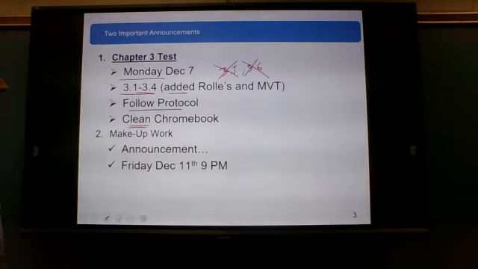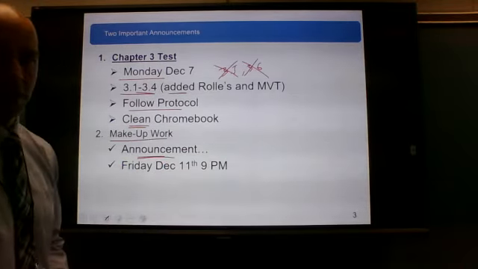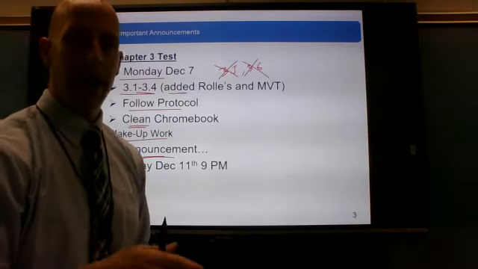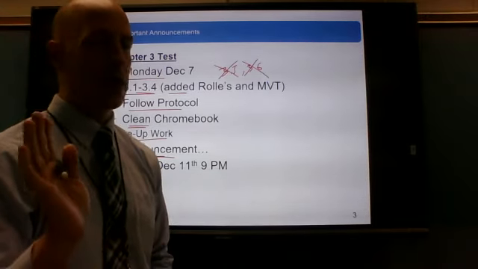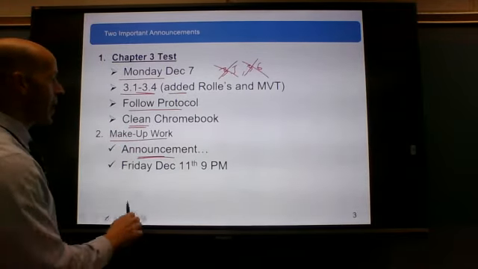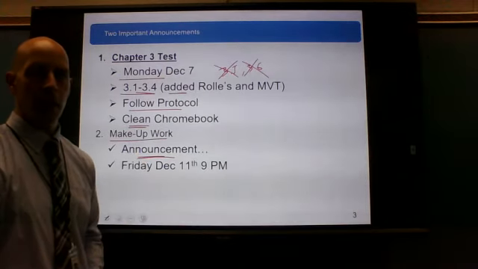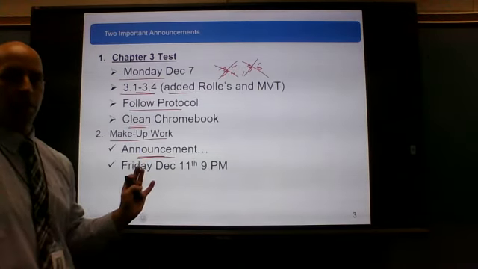The second announcement is actually an announcement in Canvas. So if you have already read my Canvas announcement that I posted, then you can disregard what I'm saying because you already know what I'm going to say. And by the way, if all of your work is up to date, you've done all of your tests and quizzes, all of your homework has been done, you can ignore what I'm going to say.